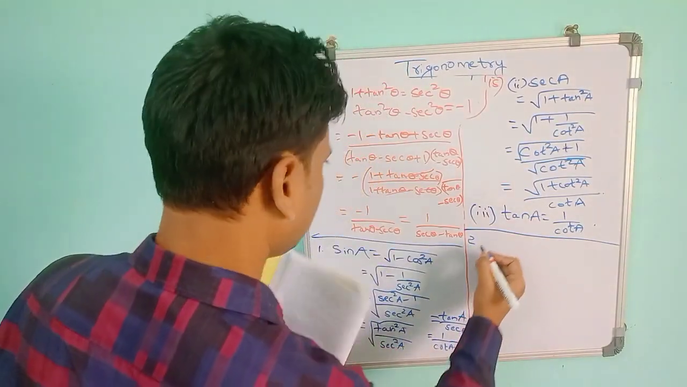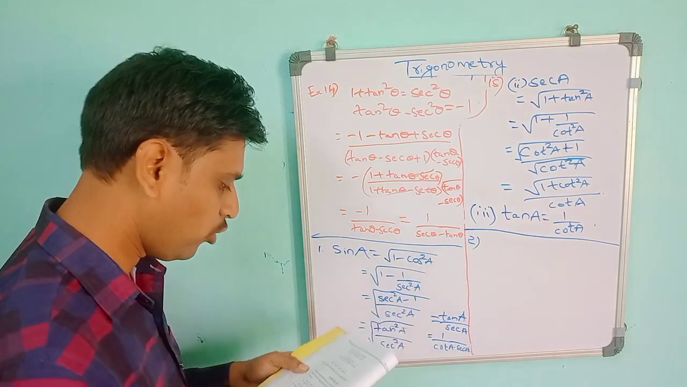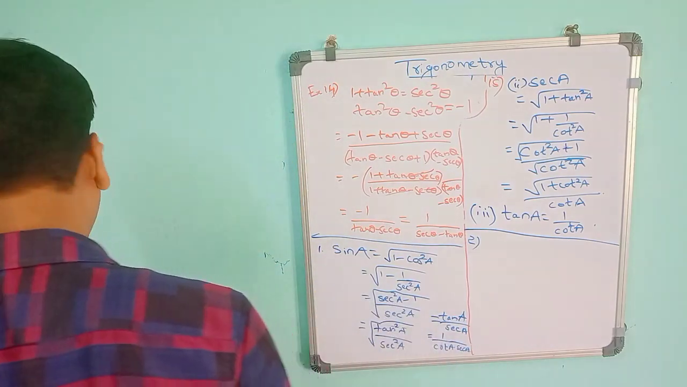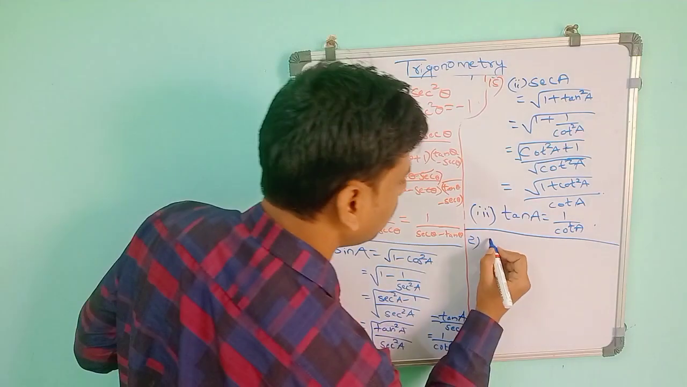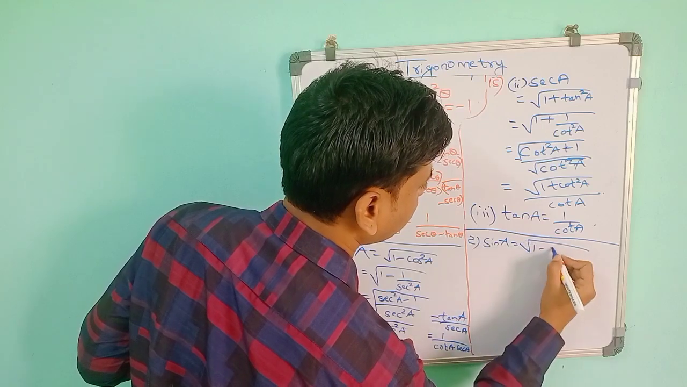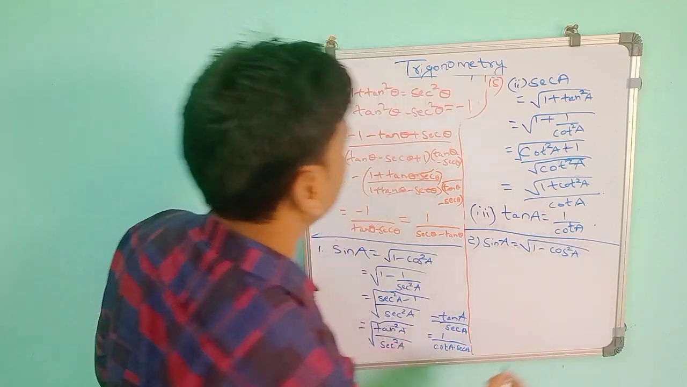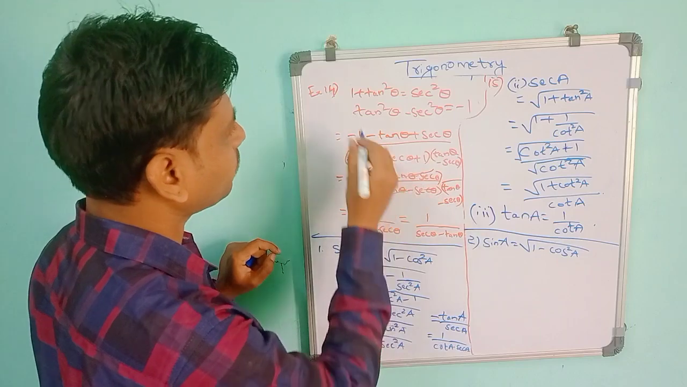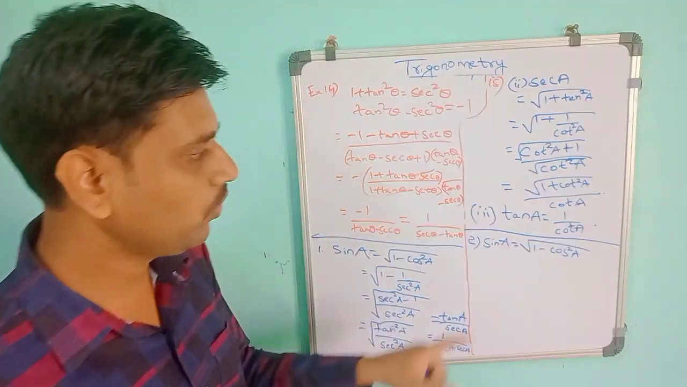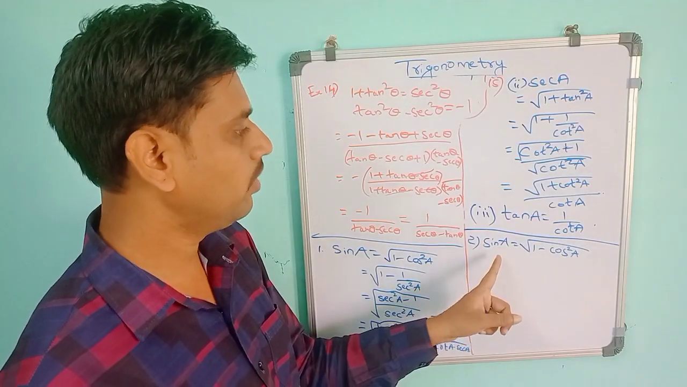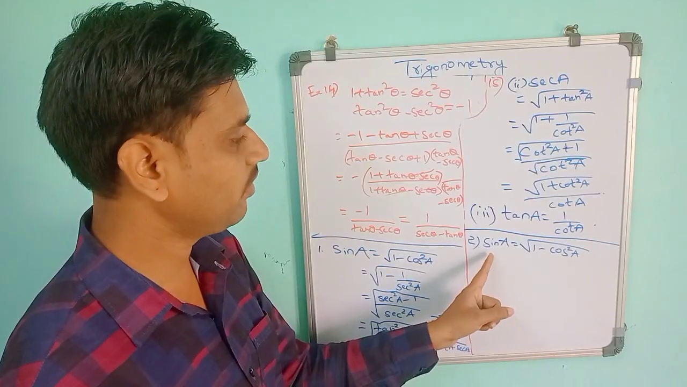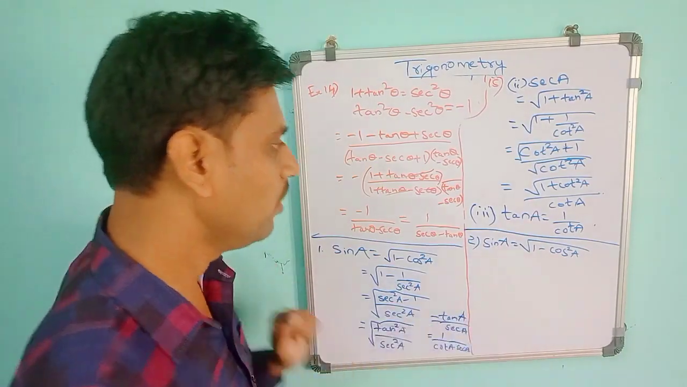Second one. Write all the other trigonometric ratios of angle A in terms of sec A. So start from sin A only. In terms of sec A we have to write. So we know that sin A is equal to root of 1 minus cos square A, because as we know the identity sin square A plus cos square A is equal to 1. So we want sin square, first we write sin square A. Sin square A is equal to 1 minus cos square A. So we want sin A. So sin A is equal to root of 1 minus cos square A.